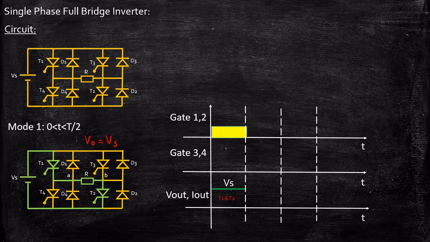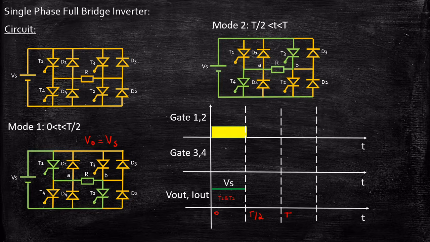Now we understood what happens from 0 to T by 2, and we know what is the expected output voltage. Now what happens from T by 2 to the total time period T? At this instant, we will be giving a gate pulse to thyristors 3 and 4, and consequently T1 and T2 will be turned off. So this is a very important point. We will be turning off T1 and T2, and then we will be turning on T3 and T4.